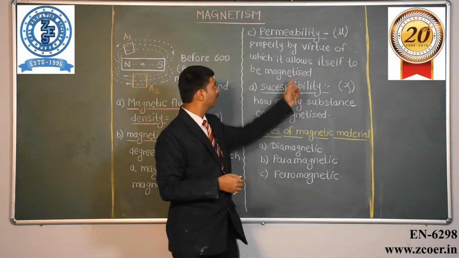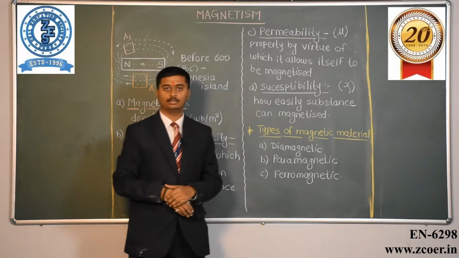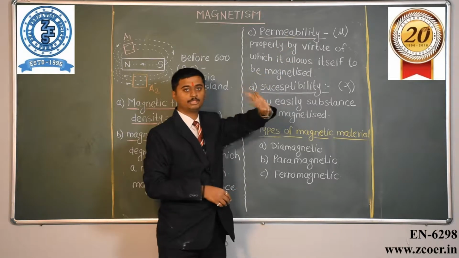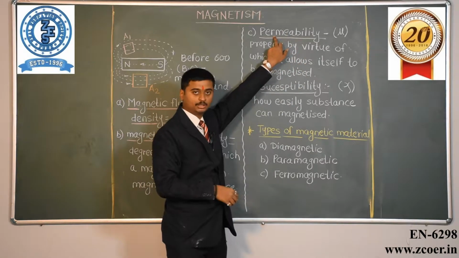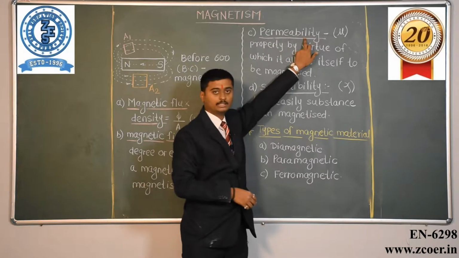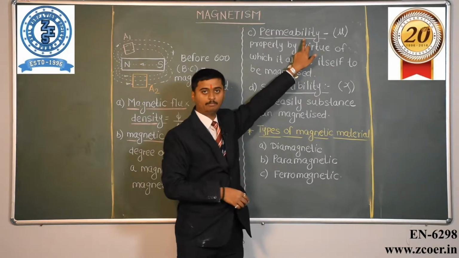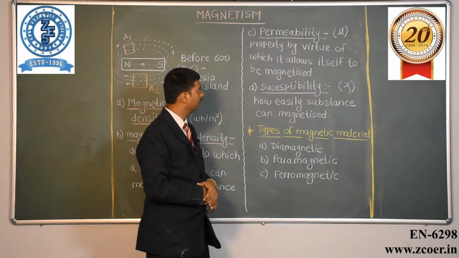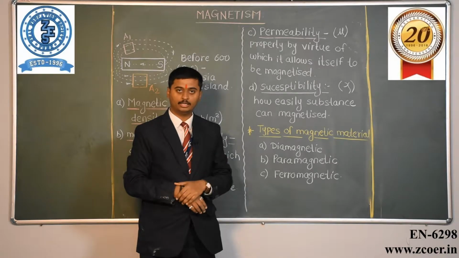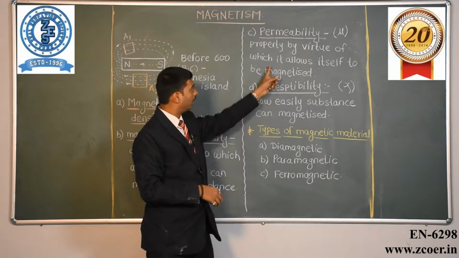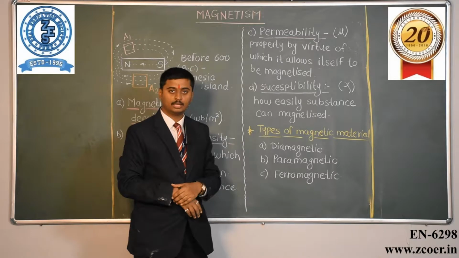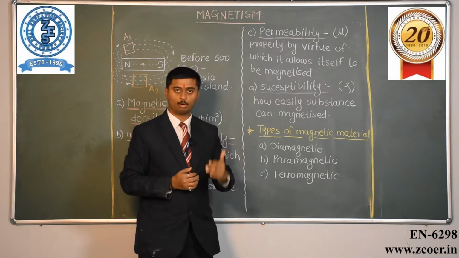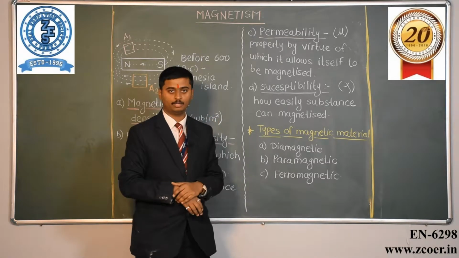Next one is permeability of a magnetic material. If we see the word permeability carefully, there are two words present. First one is permission, that is permi, and second one is ability. So simply we can define permeability of a magnetic material as the ability or property of the magnetic material by virtue of which it allows itself to be magnetized. Depending upon to what extent it allows magnetization, there are three types of magnetic material.